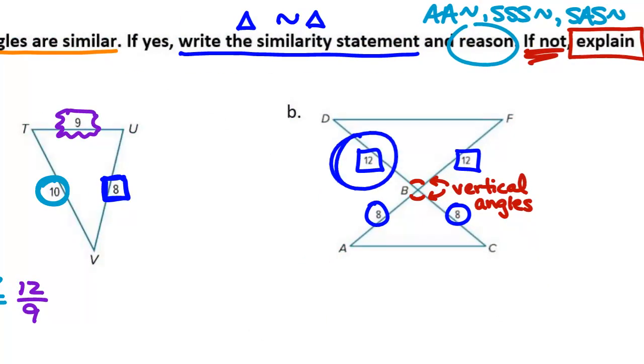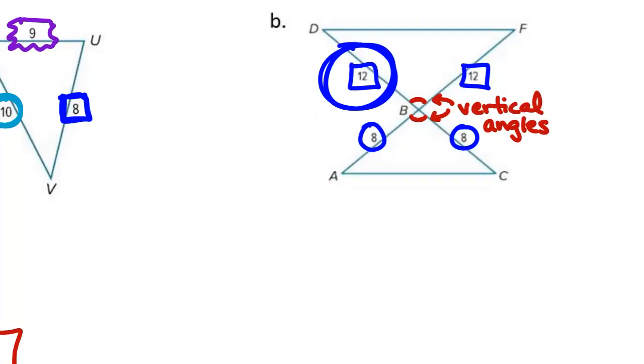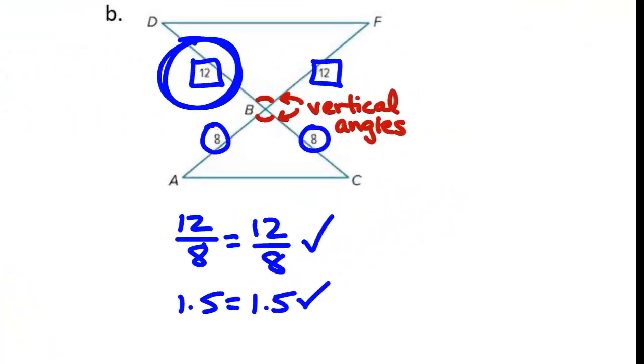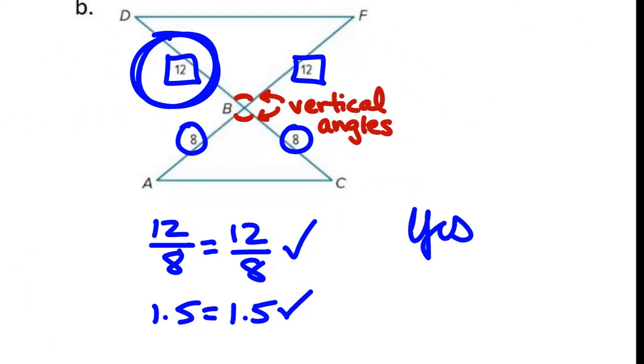So no matter which side I match this first 12 up with, the other part of the fraction is going to be an 8. So I have 12 over 8 equals 12 over 8. Is that true? Does 12 over 8 equal itself? Yeah. I don't even need to take this one into its decimal form. I could say 1.5 is equal to 1.5, and I could check it that way, but either way it checks out. So yes, the triangles are similar.